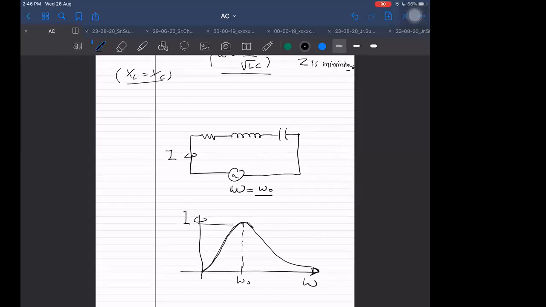And here it is maximum. So at resonance, the current becomes maximum. What happens at resonance? The current becomes maximum. What advantage does it give us?